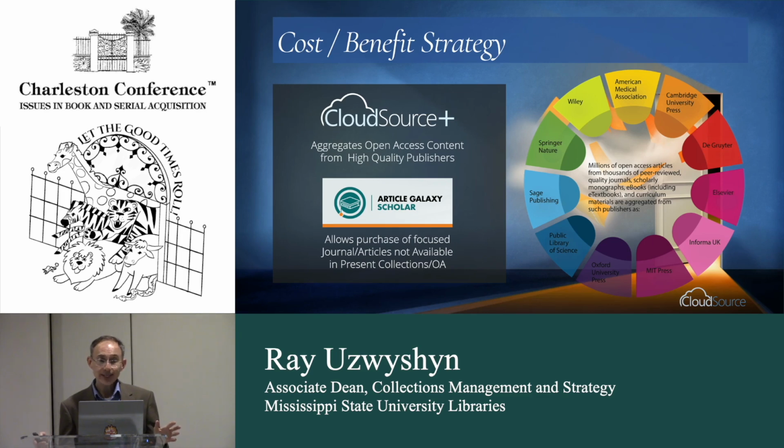CloudSource Plus aggregates this great open access content from very high quality publishers, and this includes everything from Elsevier to Oxford to Wiley to Cambridge to, as Rick mentioned, MIT Press. And then Article Galaxy Scholar, this is the other piece of software that has not been overly mentioned yet, allows a more purchase-focused approach to journals and articles not available in our present collections or open access. So it's a two-pronged strategy in that way.